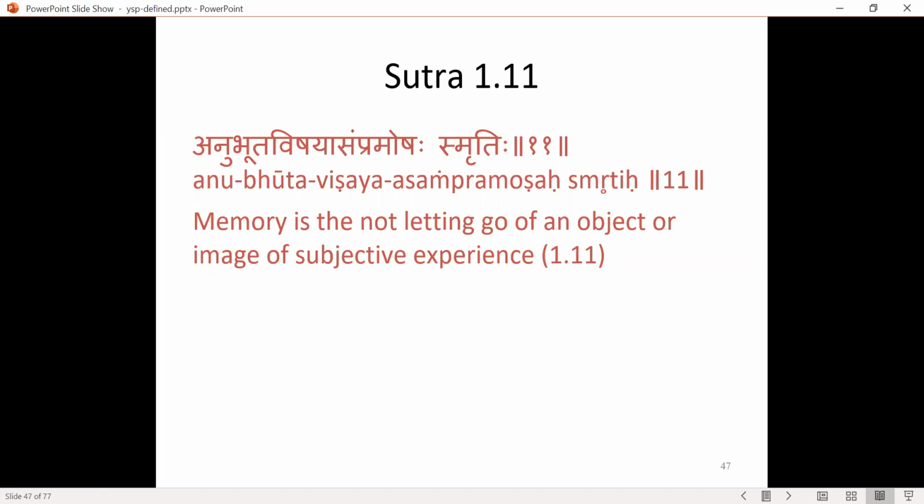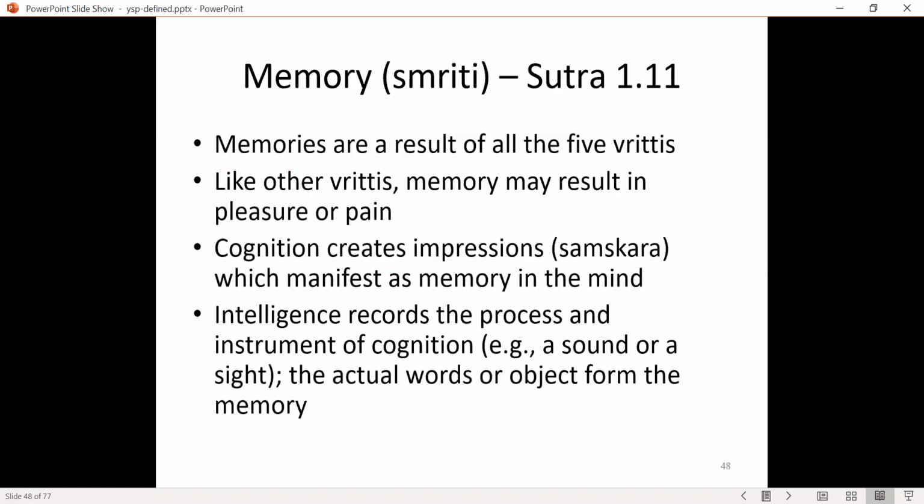All right, let's read my notes here. And these are the results of all 5 vrittis. Memories are caused by everything. Whether you have right knowledge, wrong knowledge, everything is going to cause a memory in the mind. And of course, like every other vritti, memory may also result in pleasure or pain, right? We said vrittis are klishta or aklishta. Those 2 words you should keep in mind. Klishta means caused by klesha, which can cause some suffering. Aklishta means which are not caused by klesha, and they may not cause any painful experience.